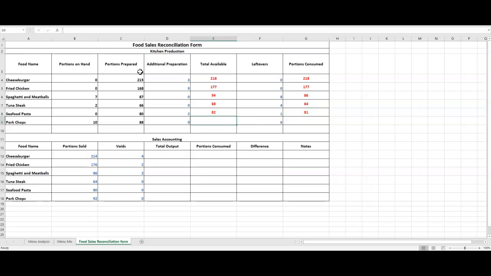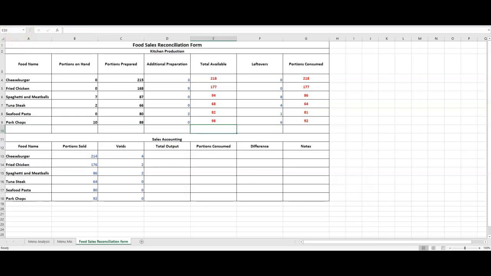Okay, and then pork chops, we had 10 on hand. We prepared 88. That gave us 98 total available. We had 6 leftovers. Okay, so that gives us 92 portions consumed. All right, so if you want to pause it there, you can, to work through before you move on to sales accounting.